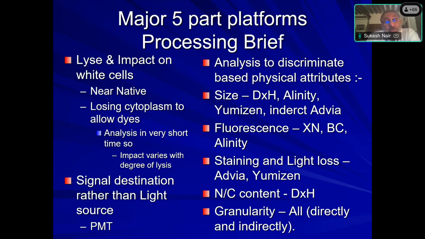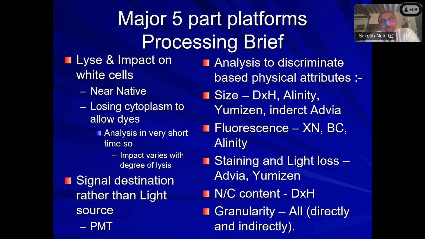Or are the white cells losing cytoplasm to allow dyes? Because to allow dyes to go in, like fluorescent dyes and staining dyes, they have to make holes in the cytoplasm, which basically means the cells are going to shrink. And you must realize this, all this analysis is going to happen within 25 seconds. And will this short time of these changes impact the outcome of the differentiation?